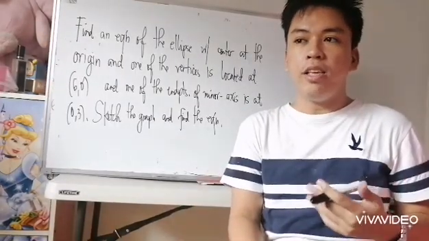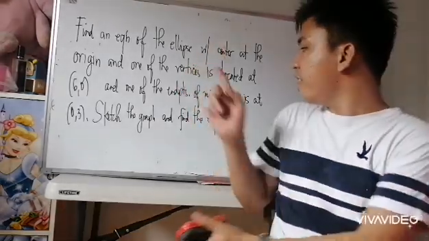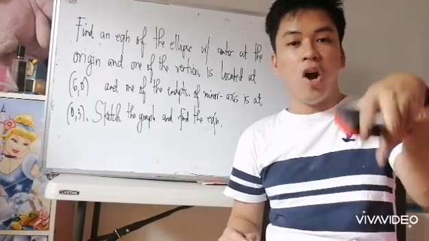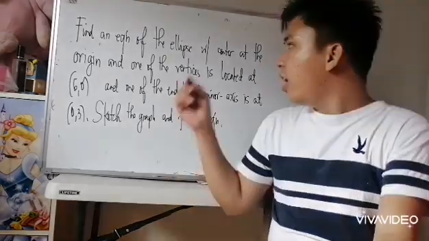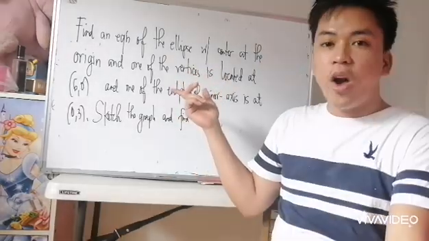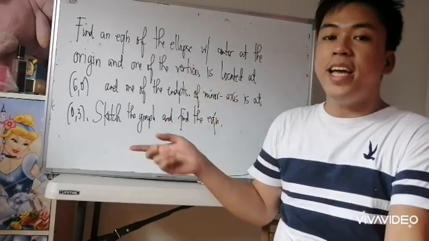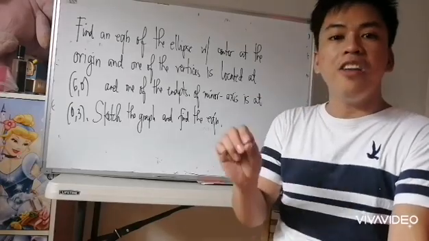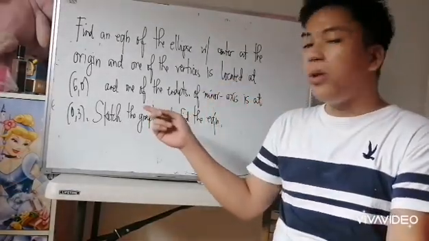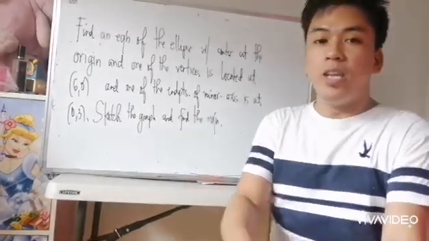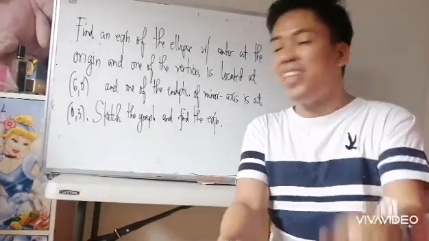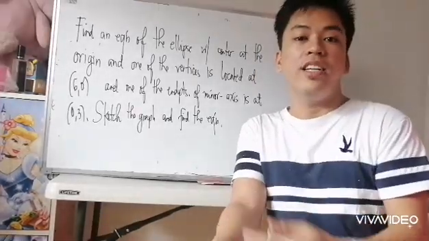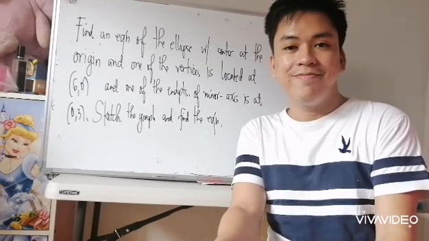Okay, so we're done with a series of examples. This is another example, but I don't have to solve this one. I want you to solve this and comment down there your answers. Find an equation of the ellipse with center at the origin, and one of the vertices is located at point 6, 0, and one of the endpoints of the minor axis, or one of the co-vertices, is at 0, 3. Sketch the graph and find the equation. Of course you cannot sketch in the comments, but you can write your answer, the equation, in the comments.